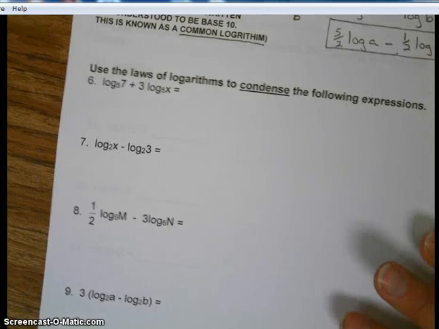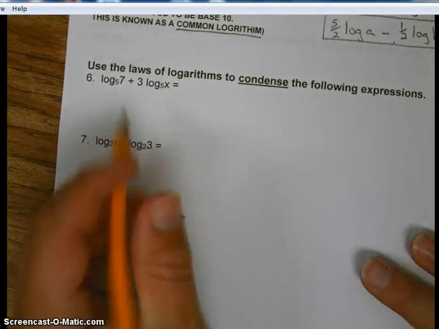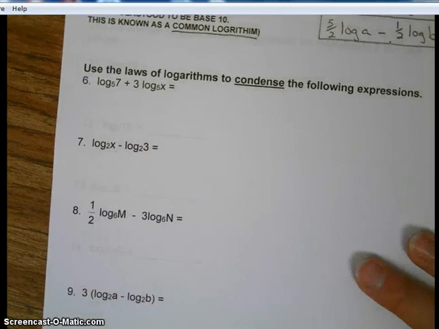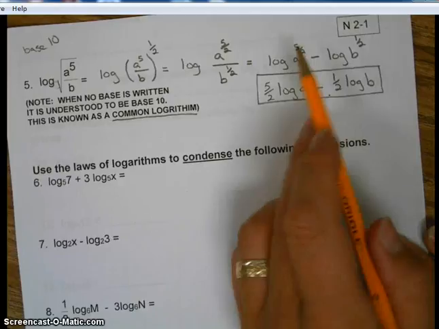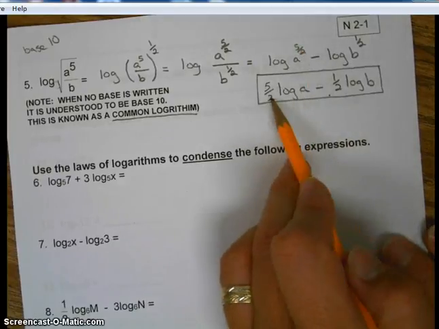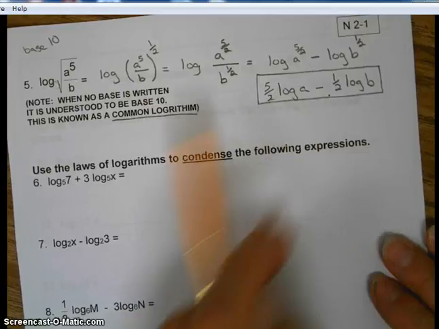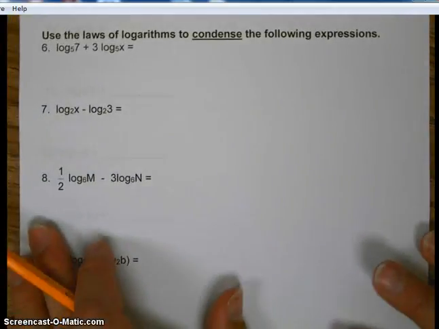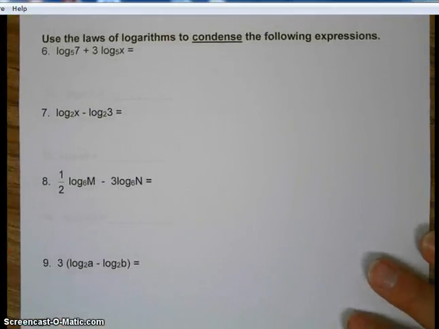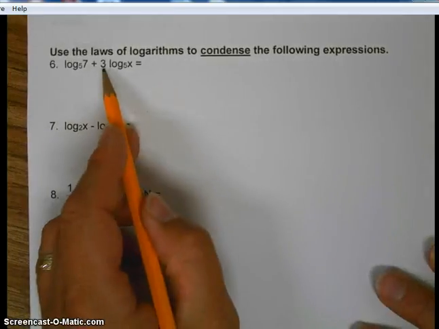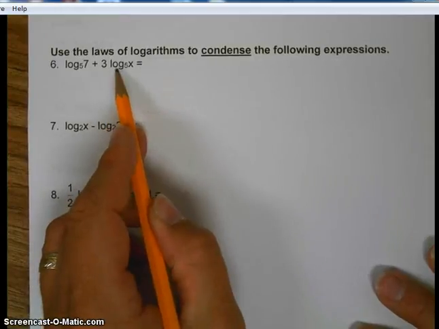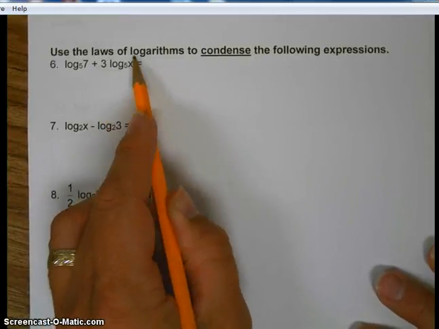Okay, now we're going the other direction. Use the laws of logs to condense the following expressions. Now notice we didn't take care of the exponent until last. We did the adding and subtracting first. Well, when you're condensing, if there are any exponents, you want to do them first. So what you're going to need to get used to seeing is that when you see that number in the front of the log, you have to raise that up as an exponent.